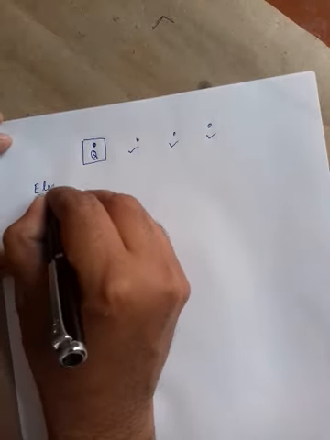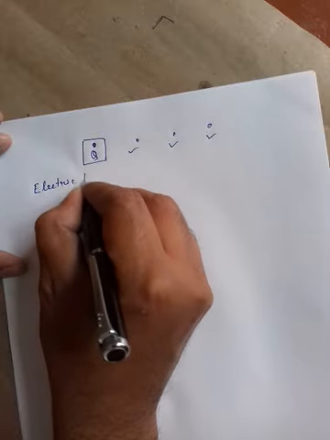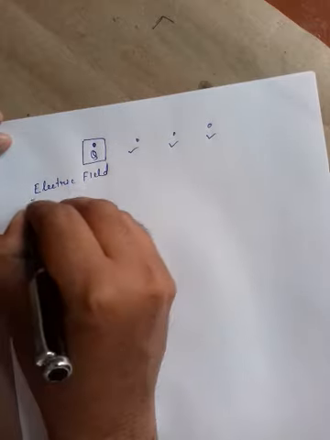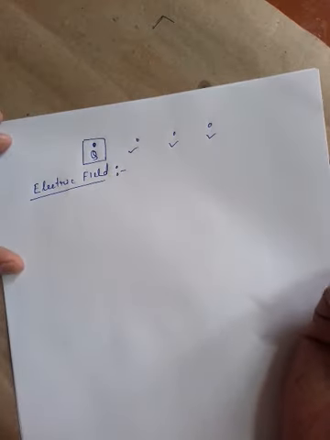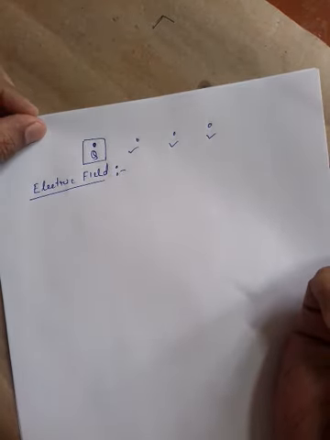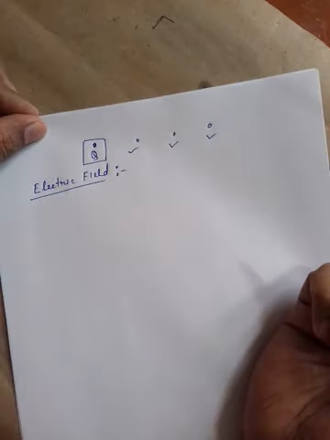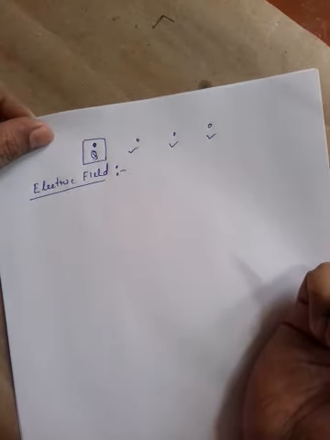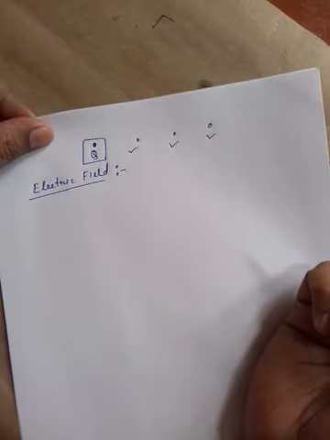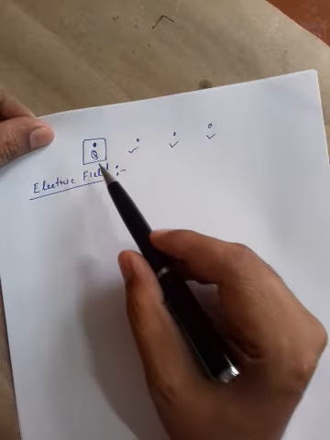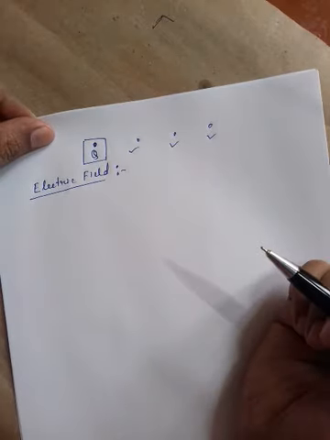Electric field, by definition, you write the definition first. It is the region, meaning the space, around a charge up to which the influence of the charge can be realized. Meaning, if a charge is present, up to what distance you can identify the influence of this charge, up to that we can say the field of this charge is present. Now this field is present up to a long distance. Why? Because the influence of the charge is present up to almost infinite distance.